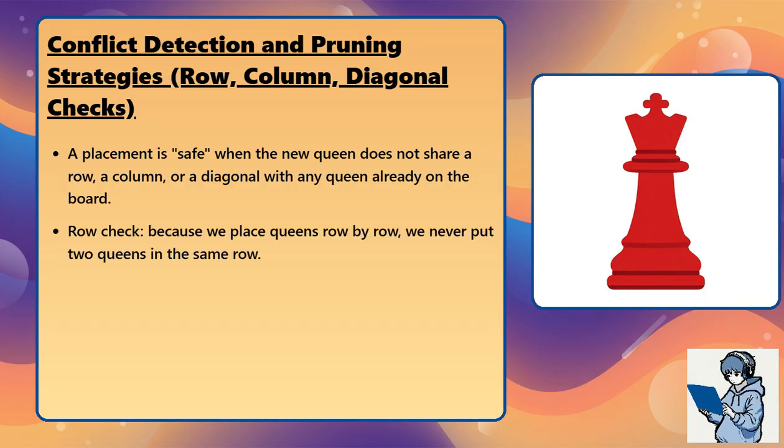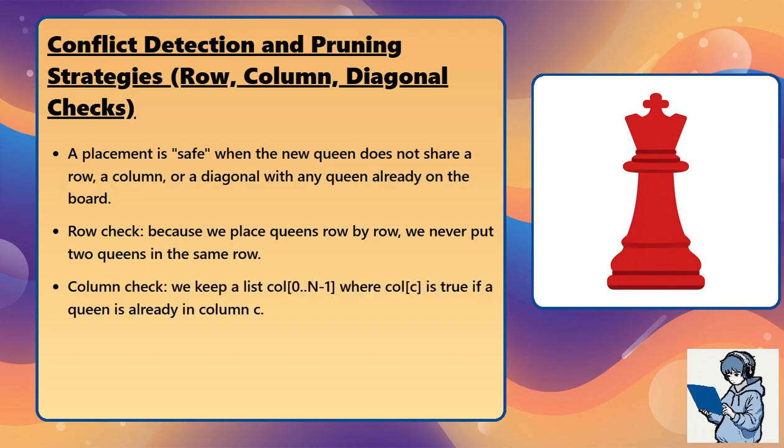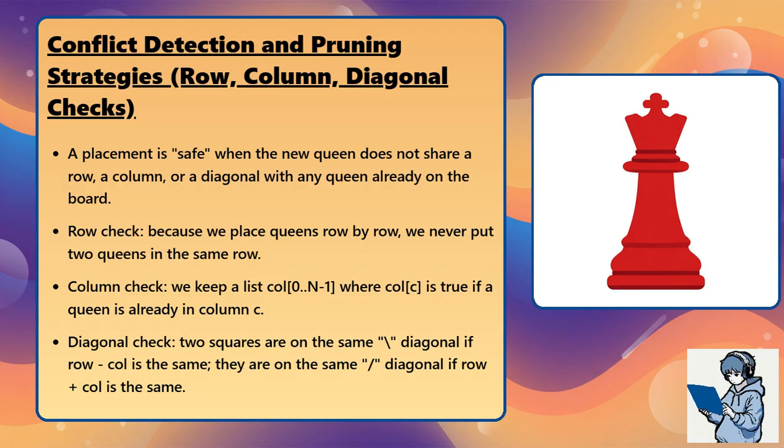Row check: because we place queens row by row, we never put two queens in the same row. Column check: we keep a list col from 0 to n-1, where col[c] is true if a queen is already in column c. Diagonal check: two squares are on the same backslash diagonal if row minus col is the same. They are on the same slash diagonal if row plus col is the same.